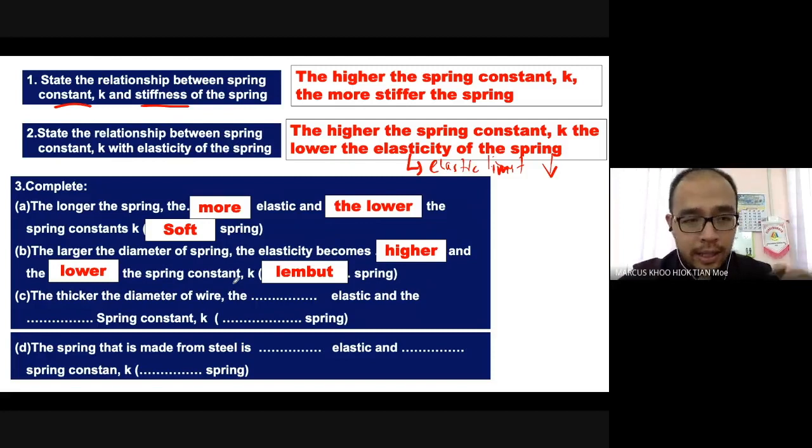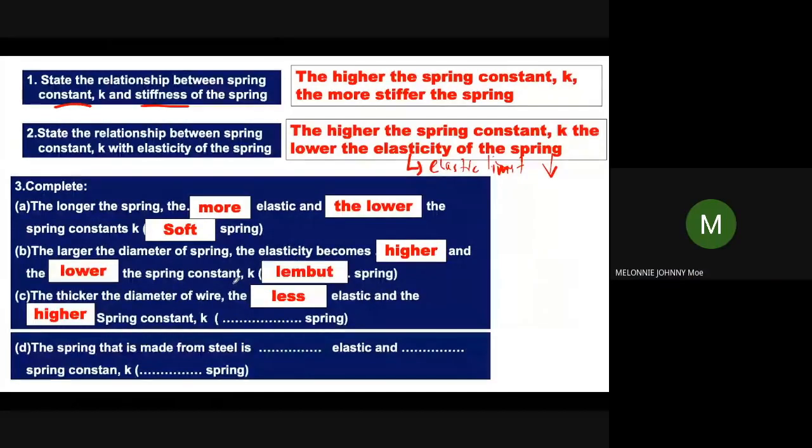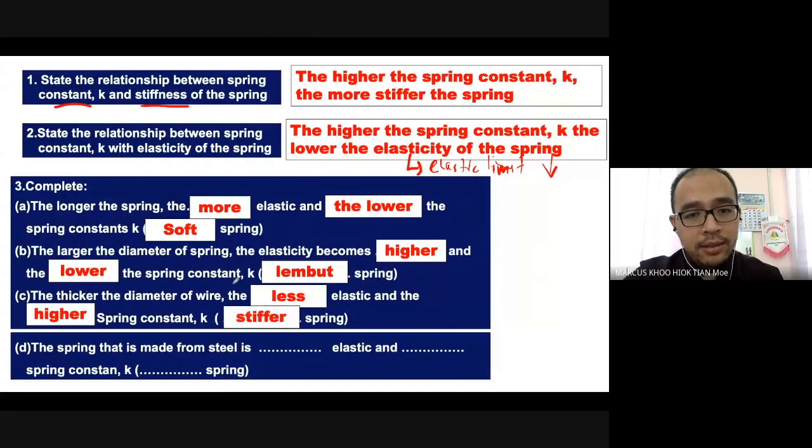Okay, thirdly, the thicker the diameter of the wire, the elasticity will be lower, and the spring constant higher. Okay, is this spring hard or soft? Hard. Okay, it'll be stiffer. Actually, we shouldn't say hard, we should say stiffer.